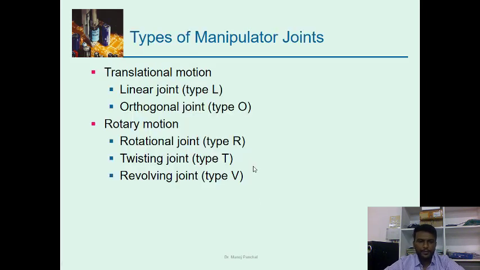Now, to provide the motion, different kinds of joints are used. Generally we provide two types of motions: translatory motion and rotary motion. For translatory motion, we have two types of joints: linear joint and orthogonal joint. To provide rotary motion, we have the rotational joint, the twisting joint, and the revolving joint. These we'll see with the help of sketches.